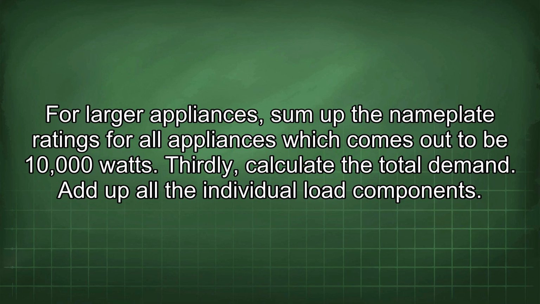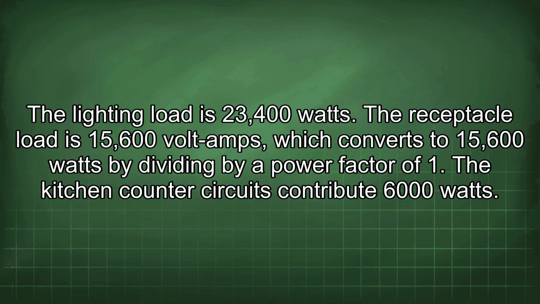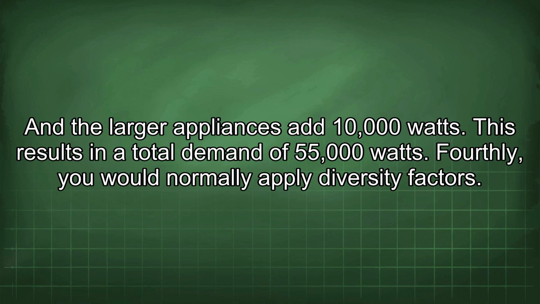Thirdly, calculate the total demand. Add up all the individual load components. The lighting load is 23,400 watts. The receptacle load is 15,600 volt amps, which converts to 15,600 watts by dividing by a power factor of 1. The kitchen counter circuits contribute 6,000 watts, and the larger appliances add 10,000 watts. This results in a total demand of 55,000 watts.